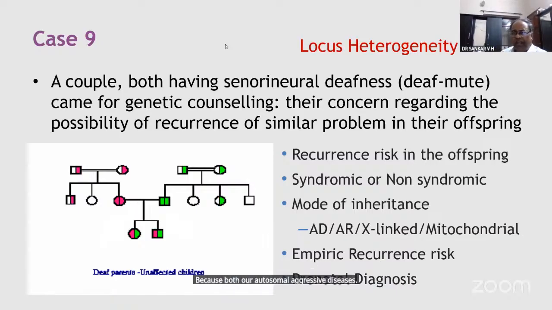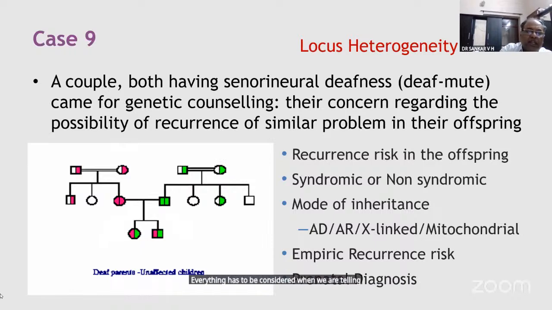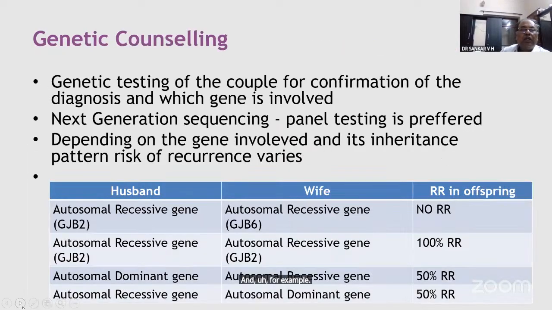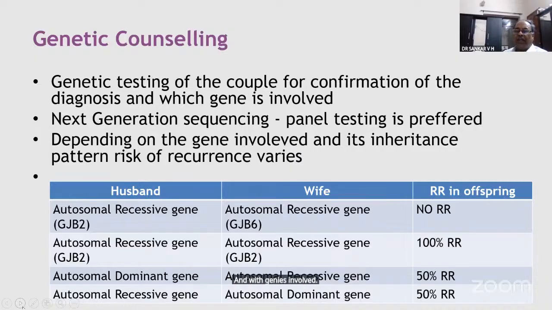If it is autosomal dominant, then there is a 50% chance of recurrence in the sibling. So there, testing in the parents is mandatory. Recurrence in the offspring depends upon whether it is syndromic or non-syndromic, what gene is involved, and the mode of inheritance. Everything has to be considered when we are telling the recurrence risk. Genetic testing of the couple is done for confirmation of the diagnosis and to find which gene is involved. We will do next generation sequencing because more than 100 genes are involved.